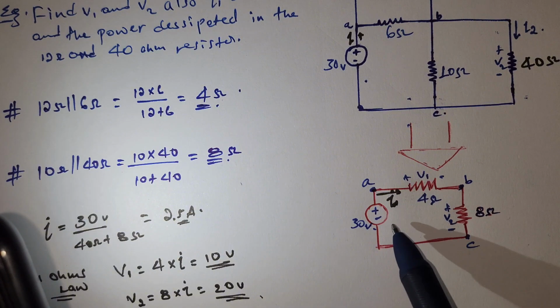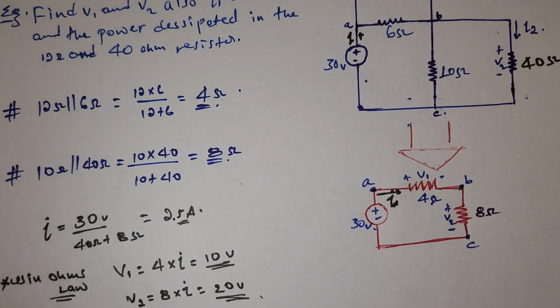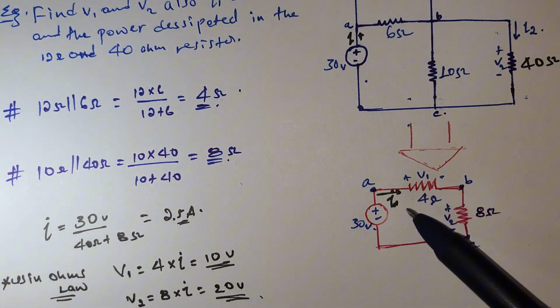We can simply calculate by using KVL. Also, by using multiple methods. Also, we can calculate by using current division. As you see right here, I can be calculated.